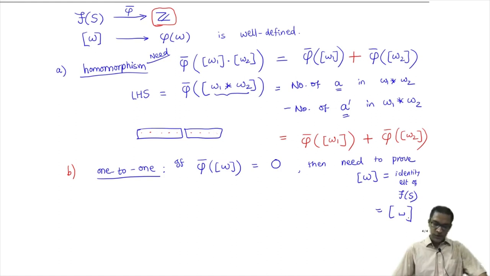So let's prove this. Let's analyze what this means for a second. We are trying to understand what it means for phi bar of a word to be 0. By definition, phi bar is the number of a's minus a primes.